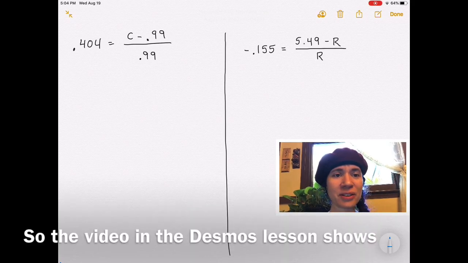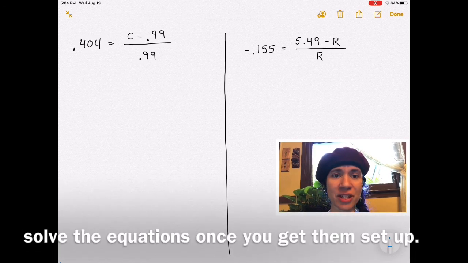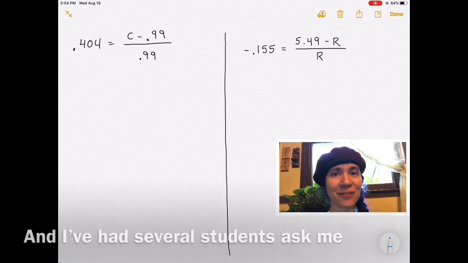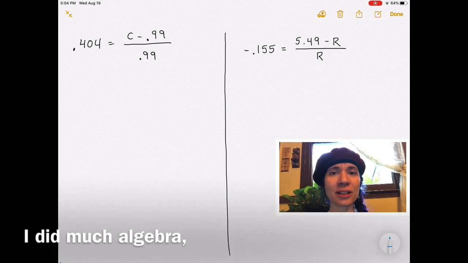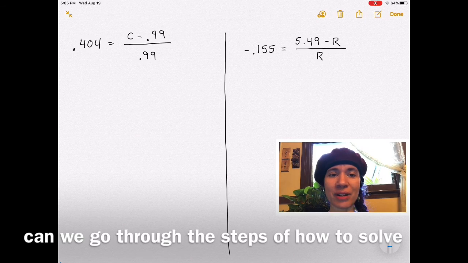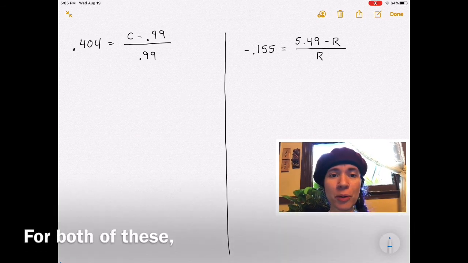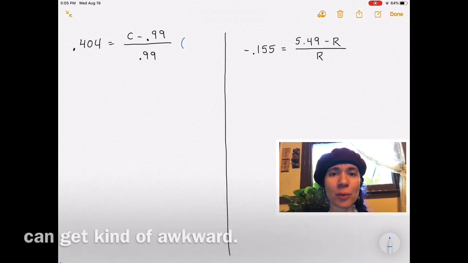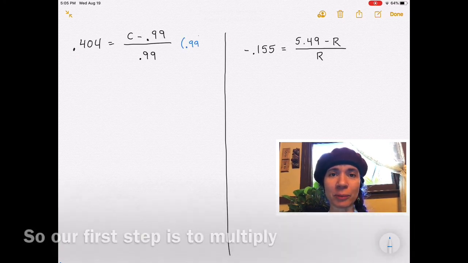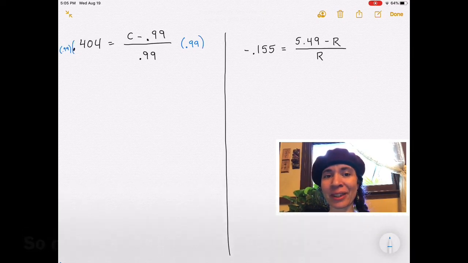So the video in the Desmos lesson shows you how to set up these problems, but it doesn't really show you how to solve the equations once you get them set up. And I've had several students ask me, hey, it's been a while since I did much algebra. Can we go through the steps of how to solve for the variables? So let's do that. For both of these, they both have a denominator, and that can get kind of awkward. So our first step is to multiply both sides by the denominator to get rid of the fractions.